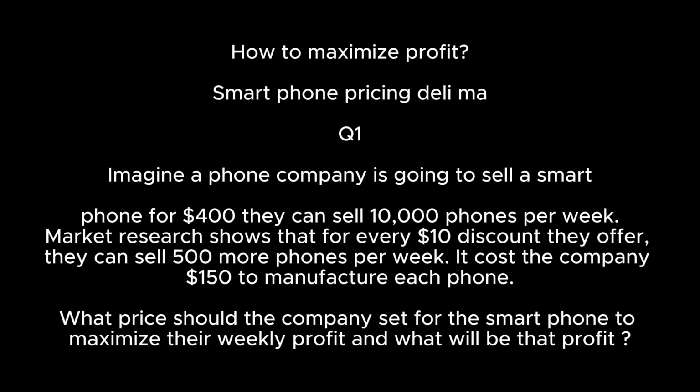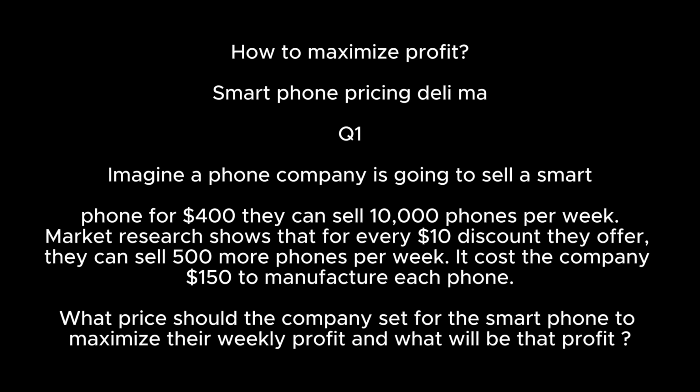If they sell the phone for $400, they can sell 10,000 units per week. Market research shows that for every $10 discount they offer, they will sell 500 more phones per week. It costs $150 to manufacture each phone. Then the question is, what price should the company set for the smartphone to maximize their weekly profit, and what will that maximum profit be?